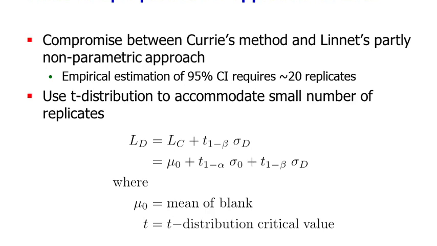And so what we have here is the mean of the blank, which I said you need to account for. The first term is the standard deviation of the blank. The second term is the standard deviation of the actual signal.